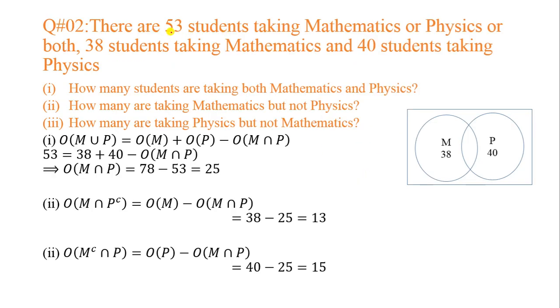Question number 2 is that there are 53 students taking mathematics, physics, or both, and 38 students are just taking mathematics, and 40 students are just taking physics. Now the question is how many students are there taking both maths and physics? So we have to find the number of students who are taking both maths and physics.